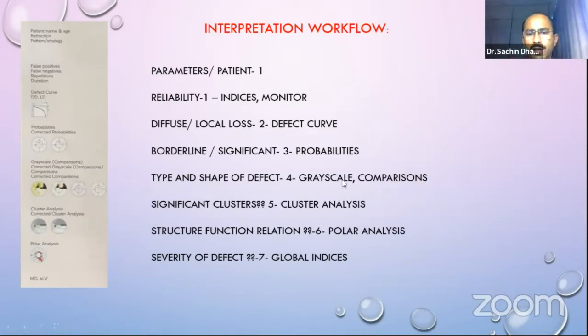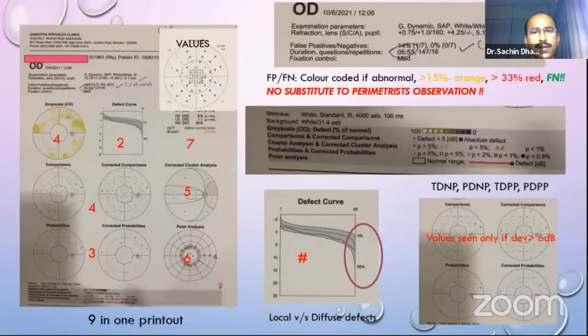You can have cluster analysis, which clusters the points into groups, the mean of which is denoted in the cluster analysis. You have a polar analysis, which detects the structure function correlation. We'll see it in very short in the next few slides. So here we have the maps, the values map. If you want, you can incorporate it in the printout. Otherwise, this is the grayscale comparisons, the defect curve, which has already been described.